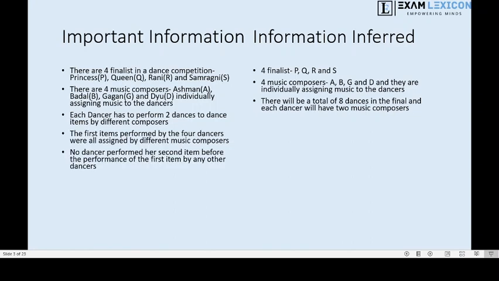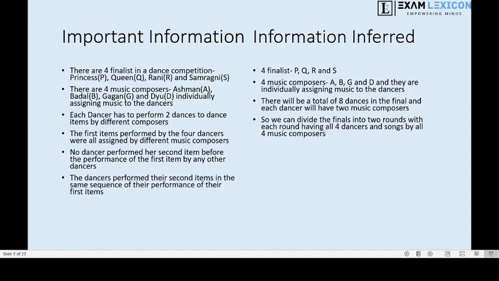Next 2 points are the first item performed by 4 dancers were assigned by different music composers, and no dancer performed her second item before the performance of the first item by any other dancer. So if we combine these 2 points, we can easily divide the finals into 2 rounds, with each round having all the 4 dancers and songs by all the 4 music composers.